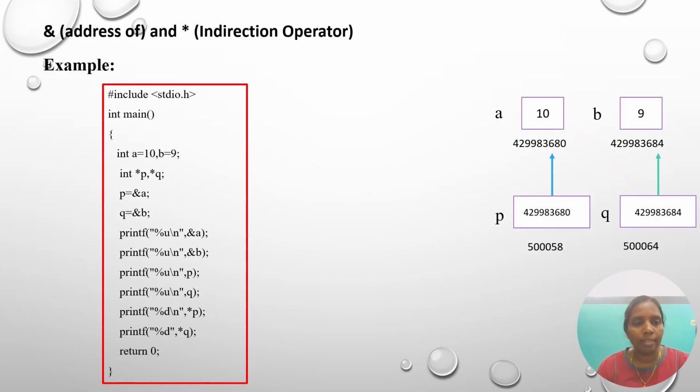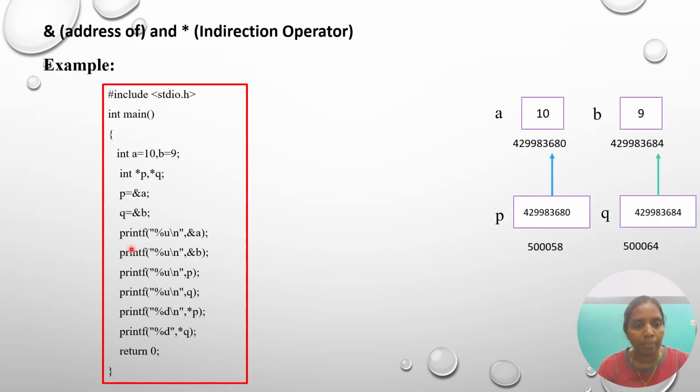So next, in this slide, we can understand the use of the asterisk operator and the ampersand operator. Ampersand gives the address and asterisk is an indirection operator. So in this case, a small program is given where the value of a is 10 and b is 9, and int *p and *q. So p equal to &a, so p is pointed to the address of a, whose value is 10, and q is pointed to the address of b whose value is 9.